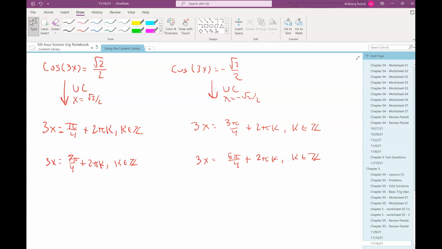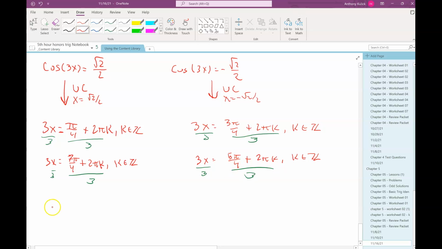Everybody feel okay to hear? Notice I'm doing the infinite solutions because I have a coefficient on my x. So divide both sides by 3 in each of these. It's going to be pi over 12 plus 2/3 pi k.